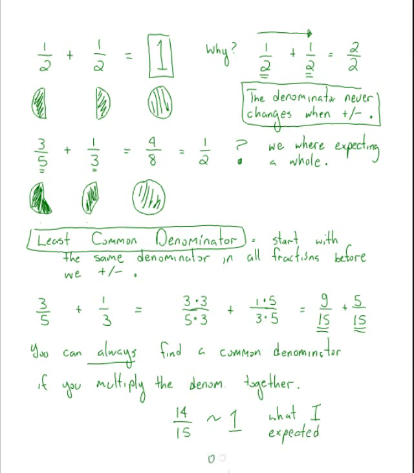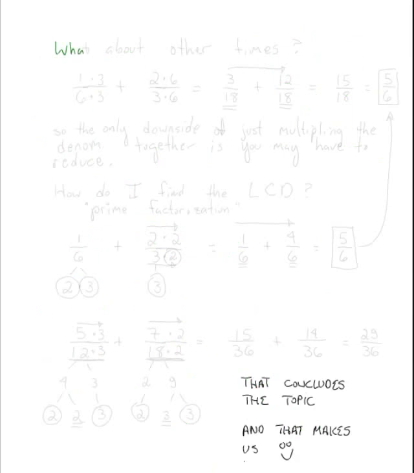And so that makes me very happy. Okay? So you can always find a common denominator if you multiply the denominators together. Now, what about other times? And this is a great question, right? What about some other things that we might try?